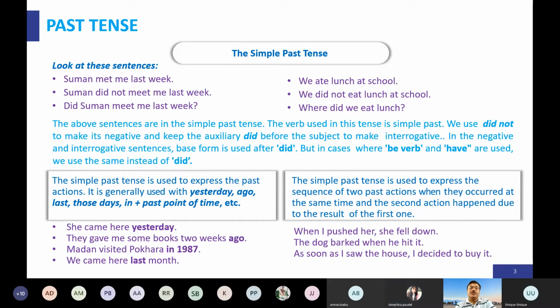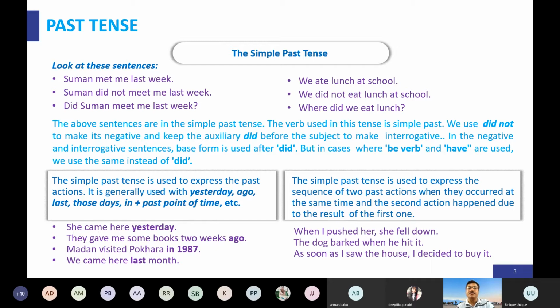Good. So look, in each sentence there are two actions. Okay, there's a sequence of actions. When I pushed her, she fell down. Pushed, and then fell down. So there is a sequence of the actions.